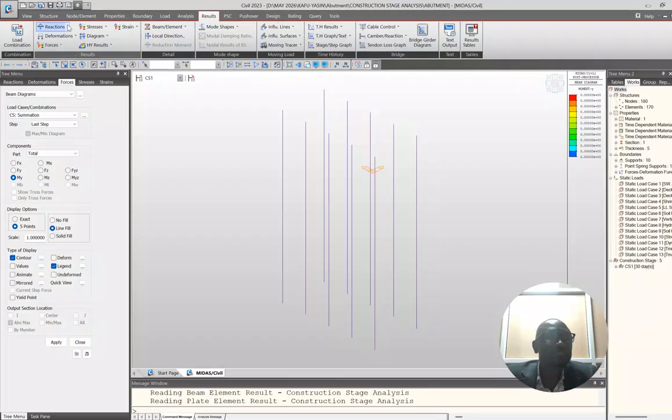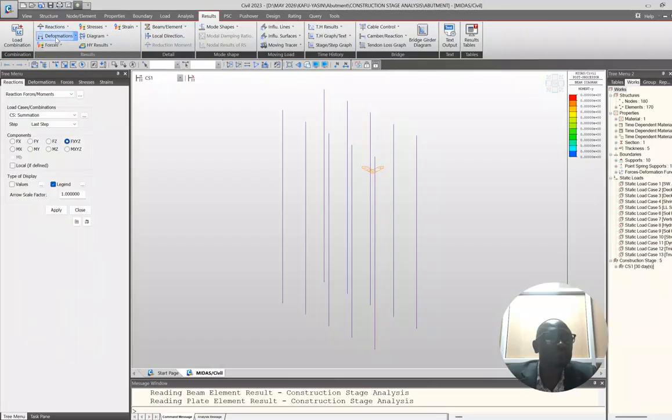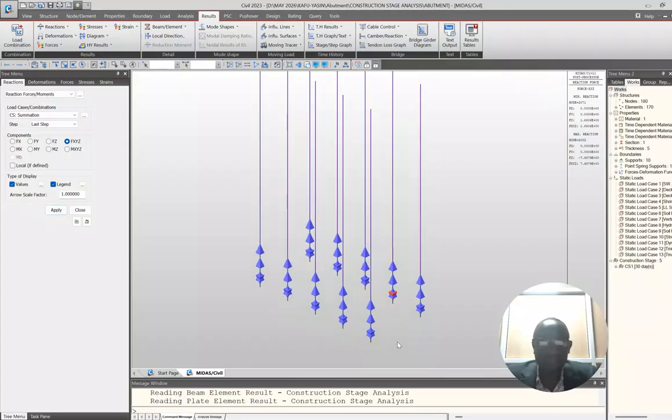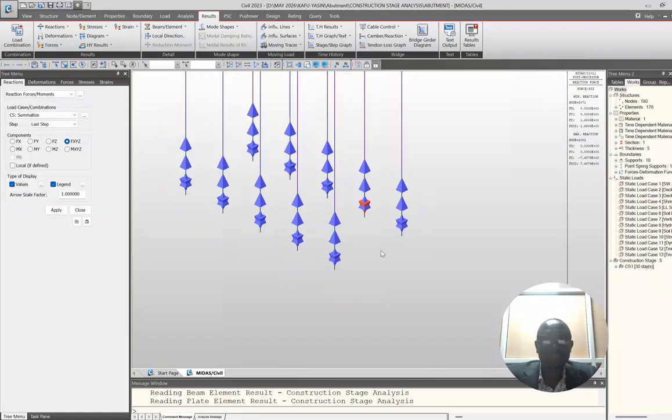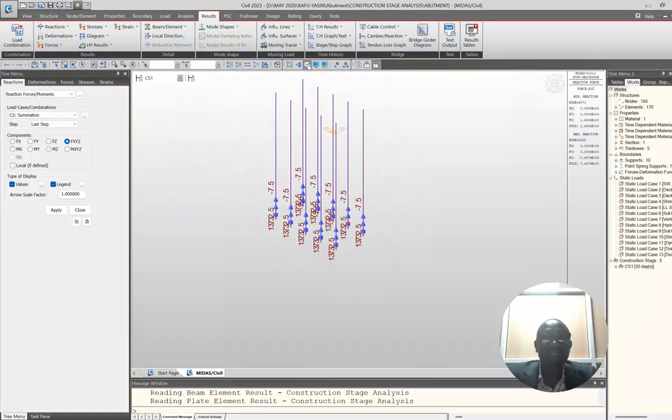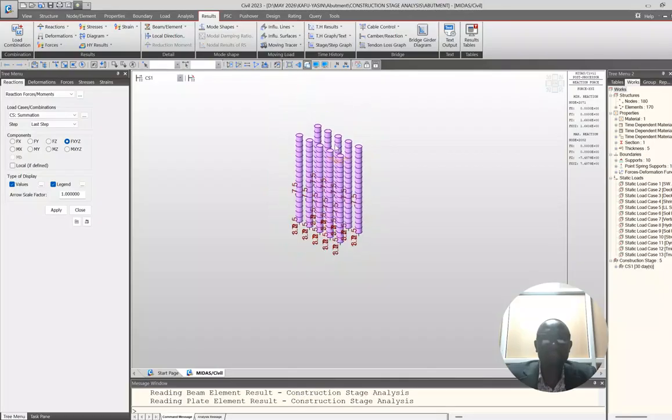So let me look at the reactions first. Here we have the reactions with the values. This reaction is where you are able to get your tip resistance and also the friction on this pile. So this is only when the pile is put in place.